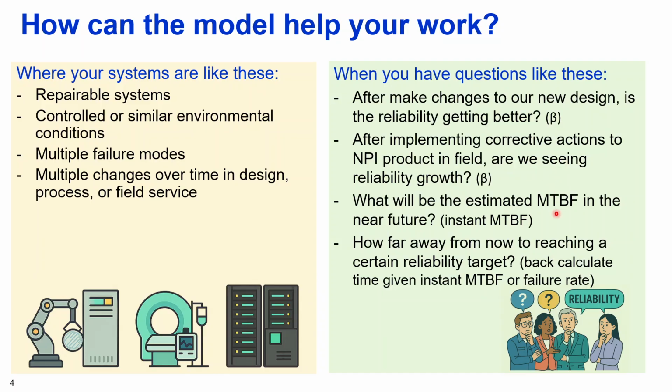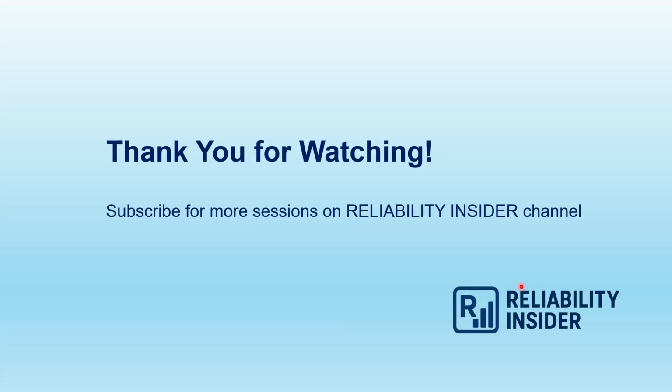And then you will also want to do some calculations, such as to estimate the mean time between failures in the near future. And you can pick the instant MTBF equation to do this. And if you want to know how far away from now it is to reaching a certain reliability target, what you need to do is still use those equations, but back calculate the time, given an instant MTBF or failure rate as your target. And that's it.